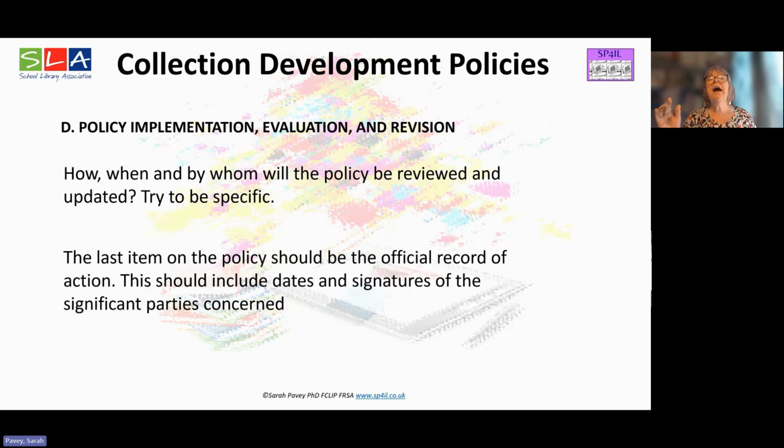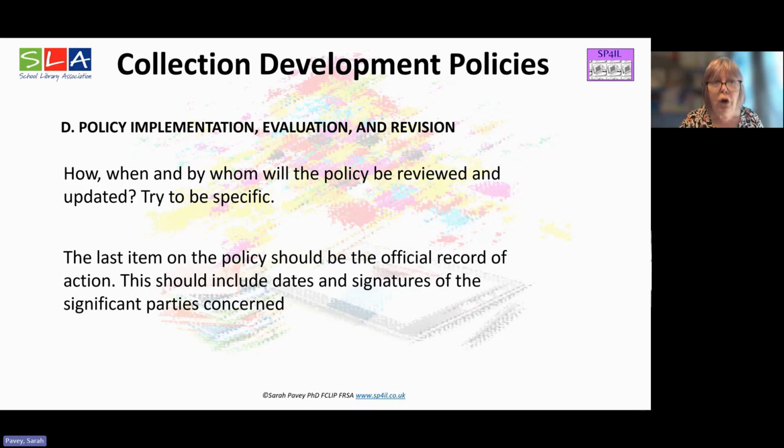And finally, we have section D, which is how you're going to implement that policy, how you're going to evaluate it and revise it. With these policies, every year minimum, they need to be reviewed and revised, and somebody, maybe a senior leader, needs to sign it off with a date so that it's always there as a record. And you can put that up on the school website alongside any other policies so that others in the school community can consult it and can understand where they stand if they want to use your library.